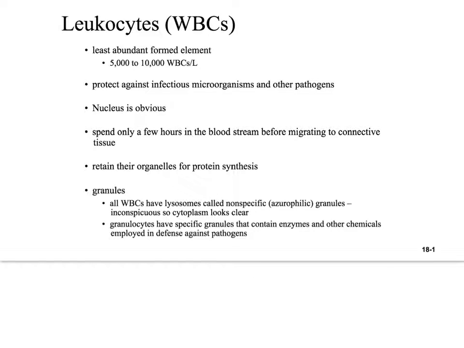Leukocytes. So we're going to talk about white blood cells. Leukocytes are the least abundant formed element, so there's less of them than platelets or red blood cells. Typically we say there are between 5,000 and 10,000 white blood cells per microliter. A microliter is a drop again.